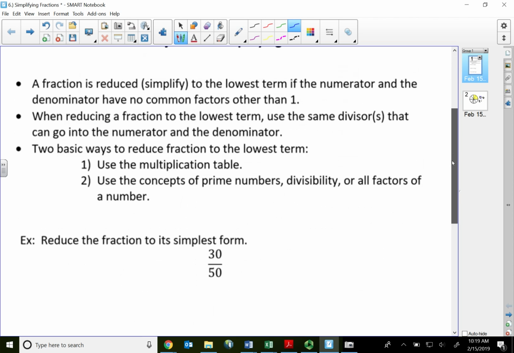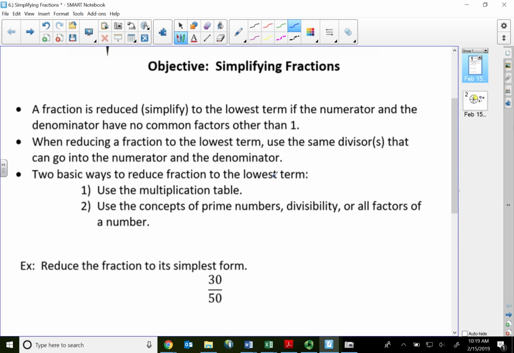So there are two basic ways, two basic techniques, we can go about using to reduce fractions. Either we can use a multiplication table. If you know the multiplication table very well, you probably know what number to use to reduce your numerator and denominator with. Or you can use the concept of prime numbers, divisibility, or finding all the factors of a number. Maybe that technique can also help you deal with numbers that you don't recognize.